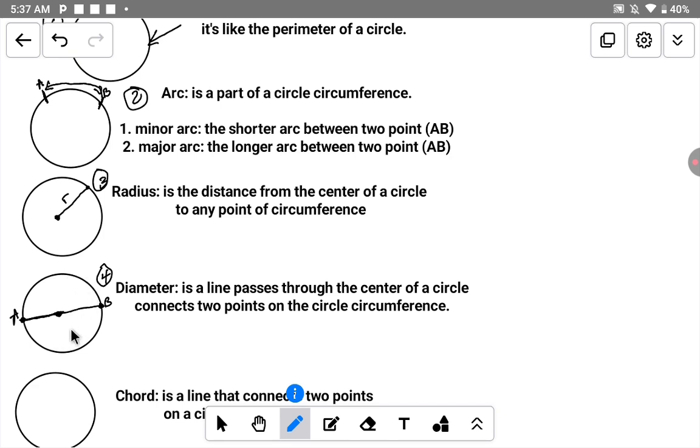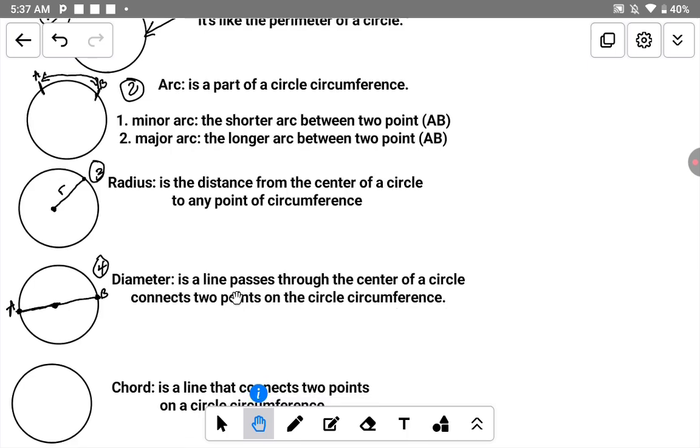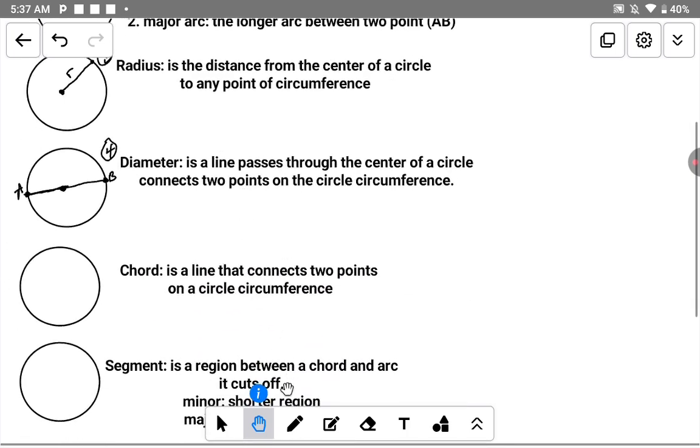This is a semicircle. So you have 2 semicircles to give us a full circle. That is all about the diameter. Now let's move to the next number, where we'll be discussing the chord.